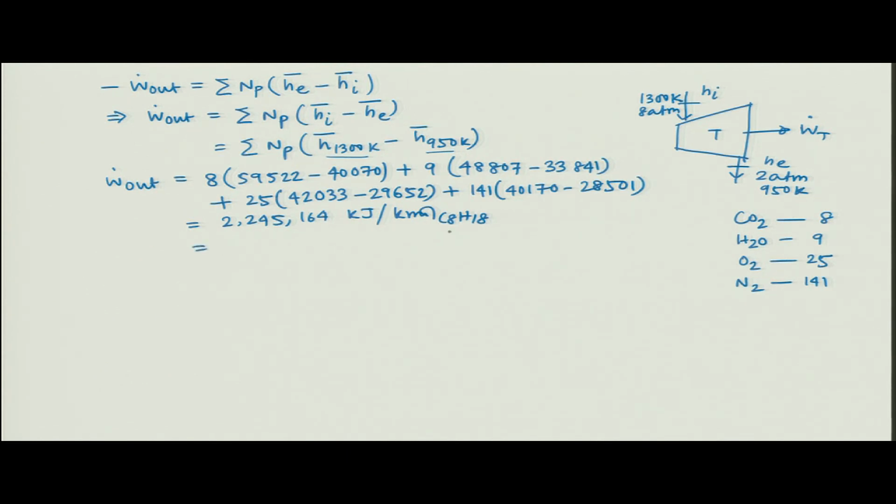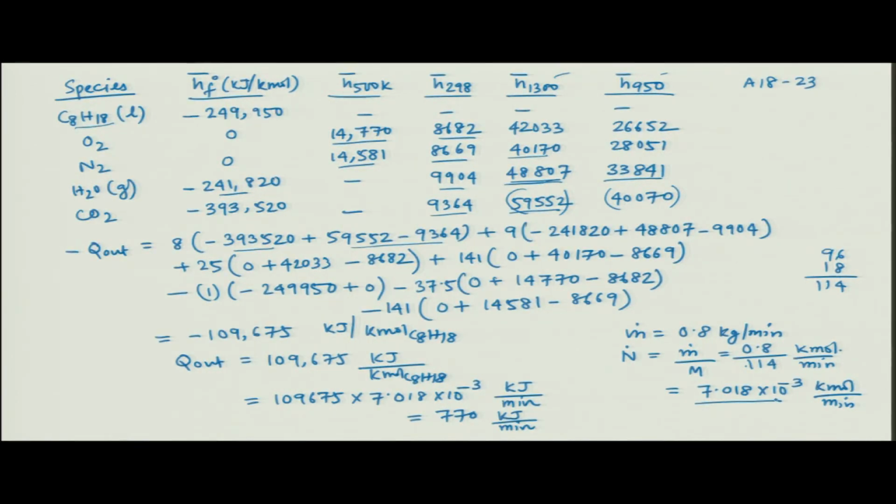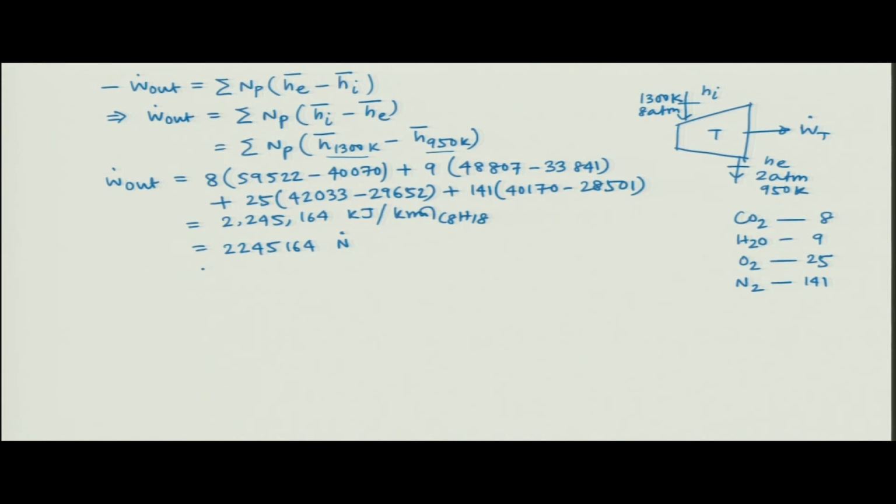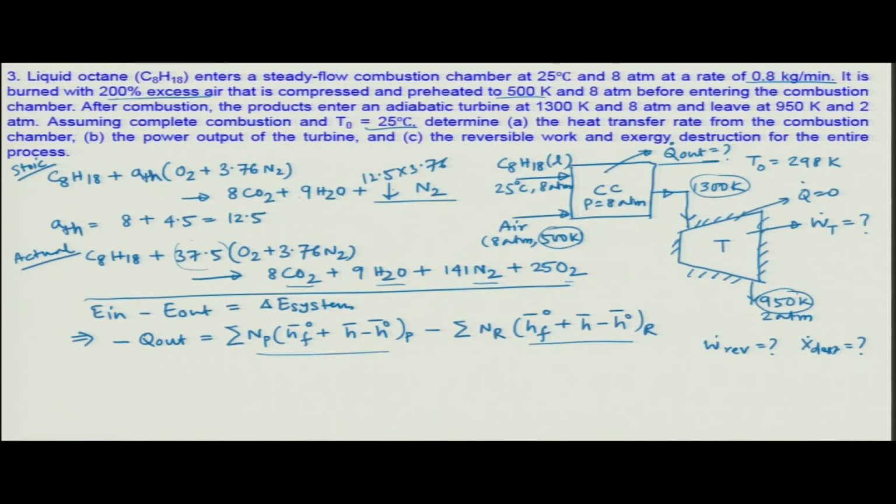Now I can write it in kilowatt basically. So, what I have to do is multiply it with n dot. N dot is the value that we already obtained as 7.018 into 10 raised to power minus 3. Okay. So, 2245164 into 7.018 into 10 raised to power minus 3, and this will come out as 15,756 kilojoule per minute. You can convert it into kilowatt and you will get 262.6 kilowatt. So that is the work output from the turbine. Now coming to the third part of the problem, the reversible work and the exergy destruction during the process.